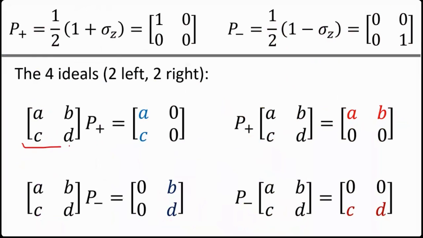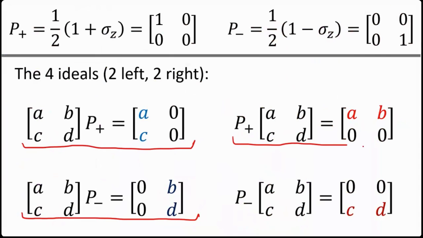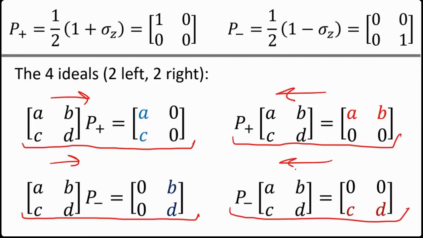Yeah, I summarized this here. This is a left ideal, that's the P plus left ideal. This is the P minus left ideal. This is the P plus right ideal, and then this is the P minus right ideal. So that's multiply from left, multiply from left, multiply from right, multiply from right.